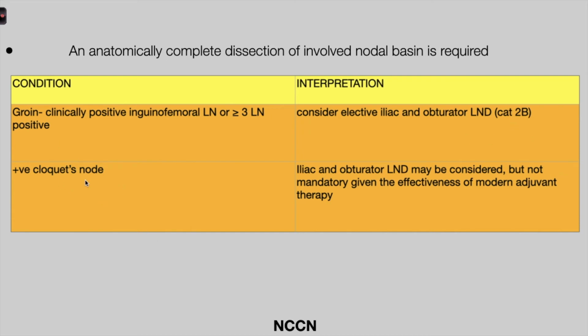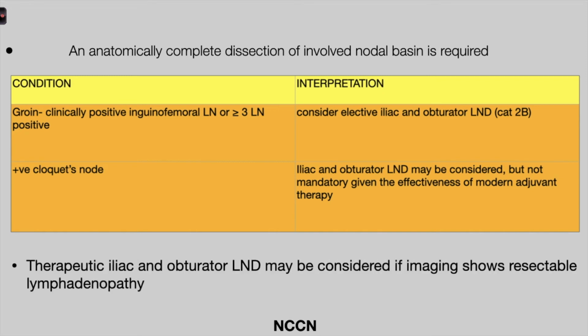And if the Cloquet lymph node is positive, then iliac and obturator lymph node dissection still may be considered, but it is not mandatory given the effectiveness of modern adjuvant therapy. So if we are planning for other forms of adjuvant therapy, then we may skip the iliac and the obturator lymph node dissection. But there are no strict guidelines for this. We can consider it or we may not consider it.